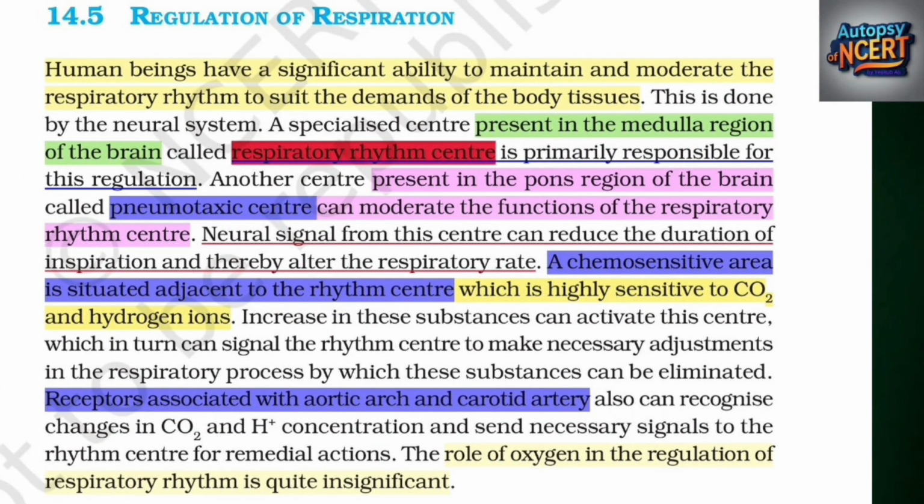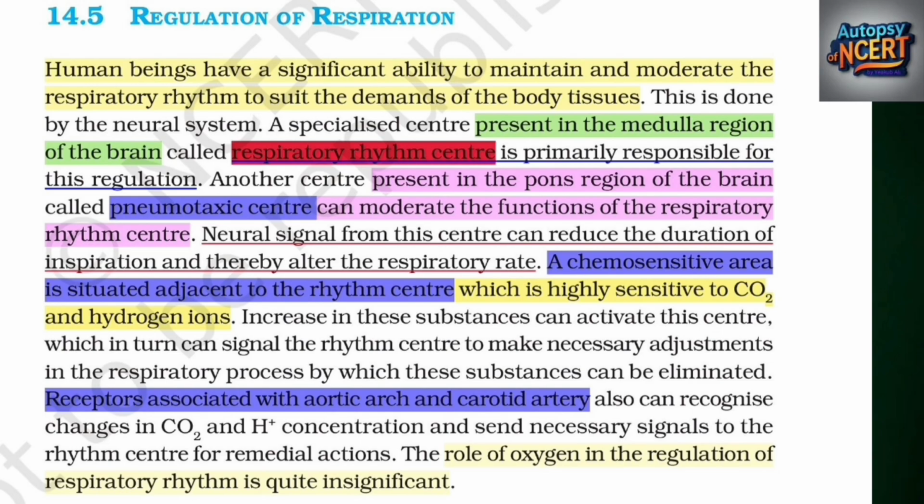14.5 Regulation of respiration. Human beings have a significant ability to maintain and moderate the respiratory rhythm to suit the demands of the body tissues. This is done by the neural system. A specialized center present in the medulla region of the brain called the respiratory rhythm center is primarily responsible for this regulation. Another center present in the pons region of the brain called the pneumotaxic center can moderate the functions of the respiratory rhythm center. Neural signal from this center can reduce the duration of inspiration and thereby alter the respiratory rate.